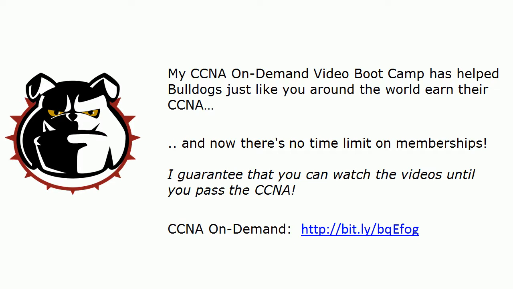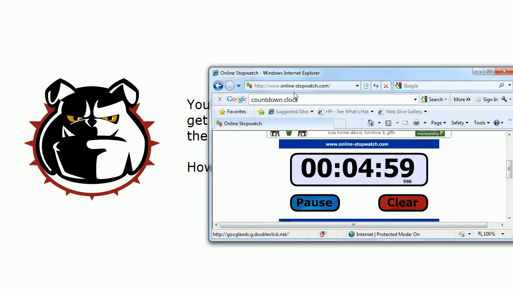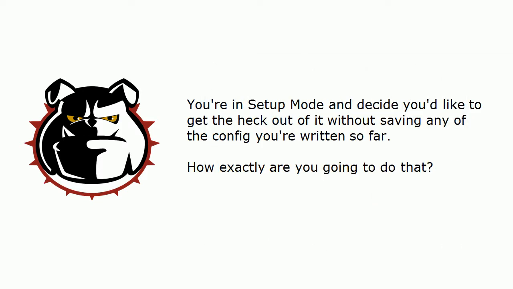Now let's take a look at question 1. I have a very important real-world demo for you here as we start the clock. You're in setup mode, one of those 3, and you decide you'd like to get the heck out of it without saving any of the config that you've written so far. How exactly are you going to do that? And I'm not giving you multiple choice here because the router is not going to give you multiple choice. How exactly are you going to do that?